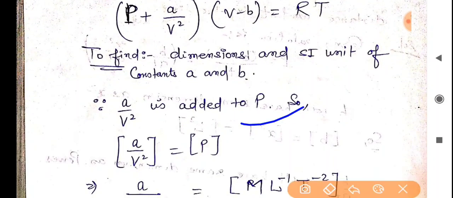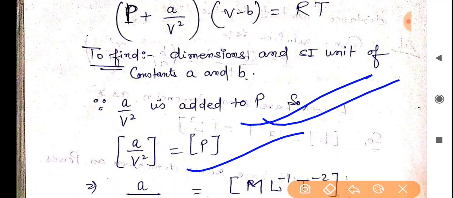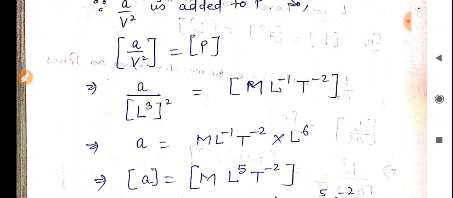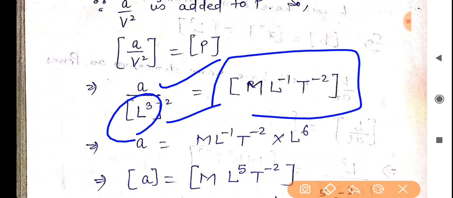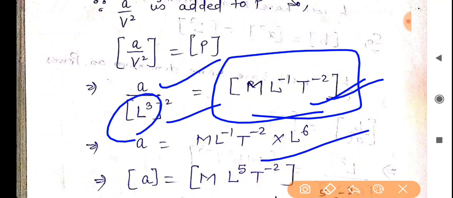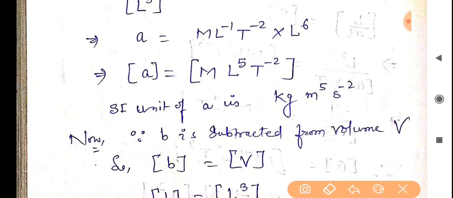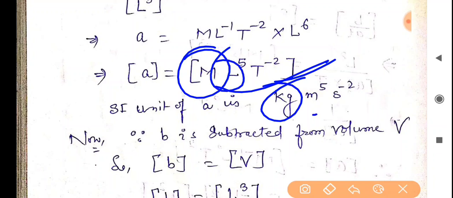The dimensions of A by V square are related to P, added to P. So A by V square equals P. We can easily write A divided by L cube, because L cube is the dimension for volume, whole square. The dimensions for pressure is M L to the power minus 1 T to the power minus 2. We have seen it earlier. So the dimension of A is found to be M L to the power 5 T to the power minus 2 on simplification, dear students. Next, the SI unit will be, for M it is kg, and for L it is meter to the power 5, and T to the power minus 2 can be written as second to the power minus 2.